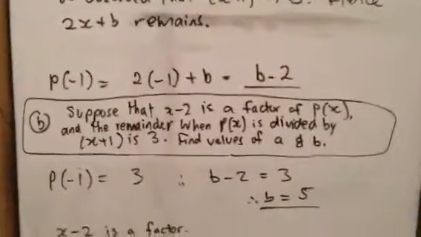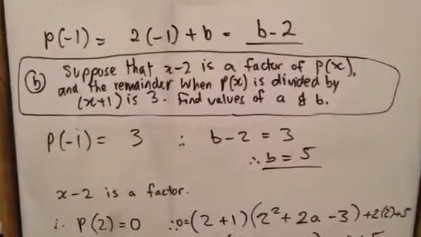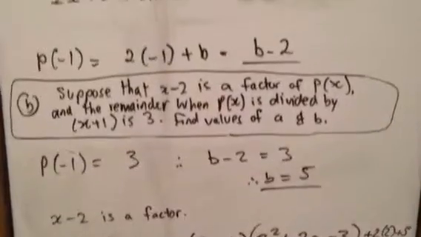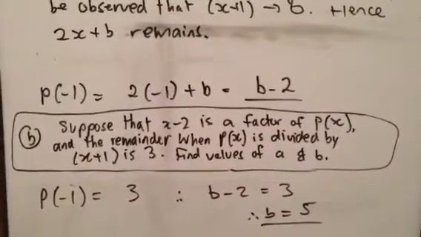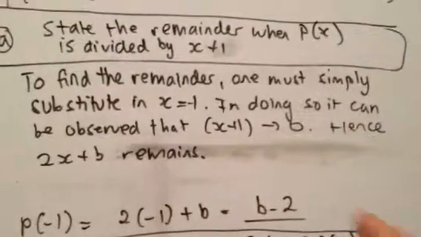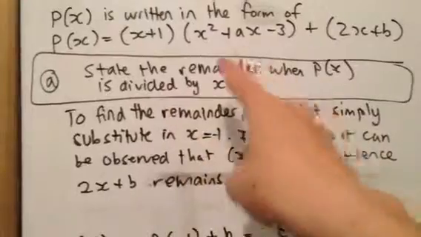Now suppose that x take 2 is a factor of p of x, and the remainder when p of x is divided by x plus 1 is 3. Find the values of a and b. Well, we know the p of negative 1 from before. We found it to be b take 2 by just using the remainder theorem and substituting in the p of negative 1 because we know it's divided by x plus 1.